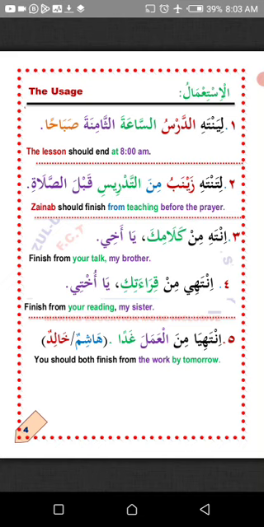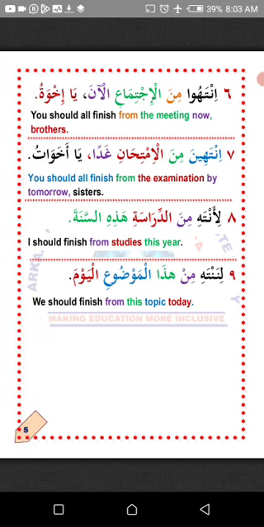ما شاء الله. Number 6: انتهوا من الاجتماع الآن يا إخوة. You should all finish from the meeting الآن, now, يا إخوة, brothers.